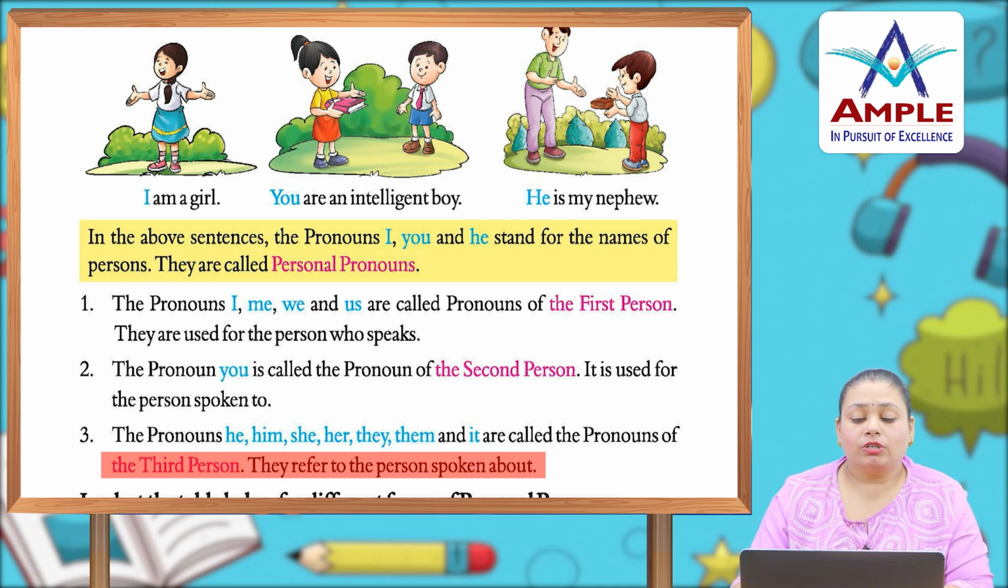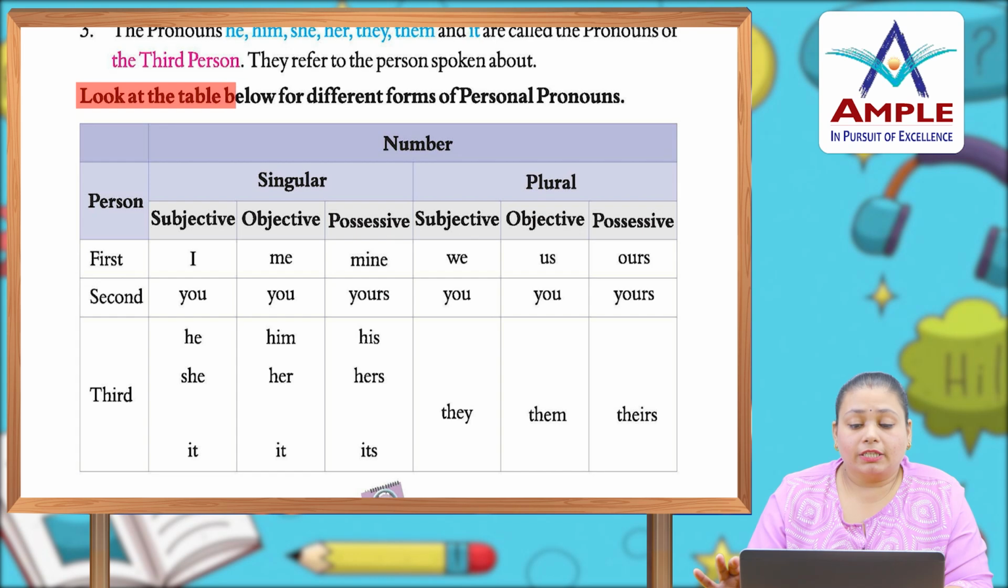Okay, now moving to the next, look at the table below showing the different forms of personal pronouns, singular and plural. Singular subjective is I, first person: I, me, mine, we, us, ours.